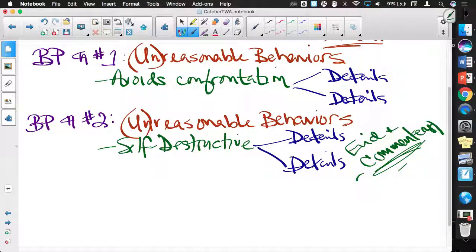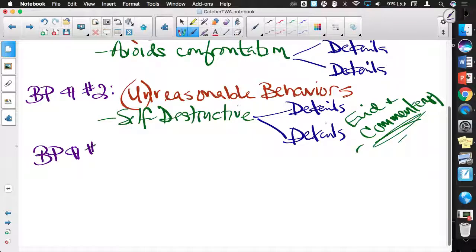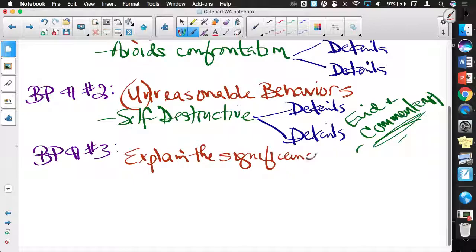So, assuming that these details are specific, I'll have that evidence and commentary. What I don't have yet is significance to the meaning of the work as a whole. If I do this in my first body paragraph, this in my second, what I could then do in a third body paragraph is take all of this stuff that I've talked about, and now I'm going to explain the significance to the work as a whole.